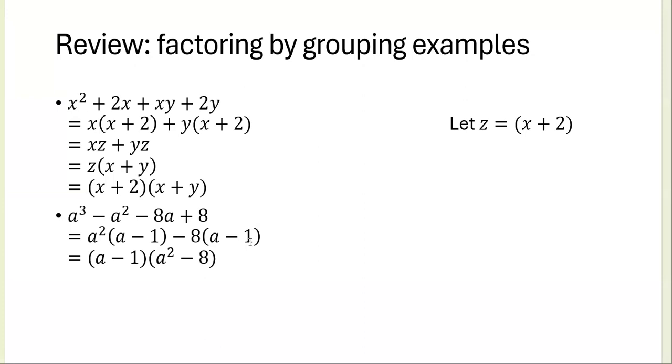The reason I want to do negative 8 as the GCF is because, look, a minus 1 is here as well. A minus 1 is the GCF now of these two terms. So let's factor that out. Let's pull it out. And what's left on the inside? It's a squared minus 8. Once again, we have to be able to do this in order to succeed in these factoring problems now.